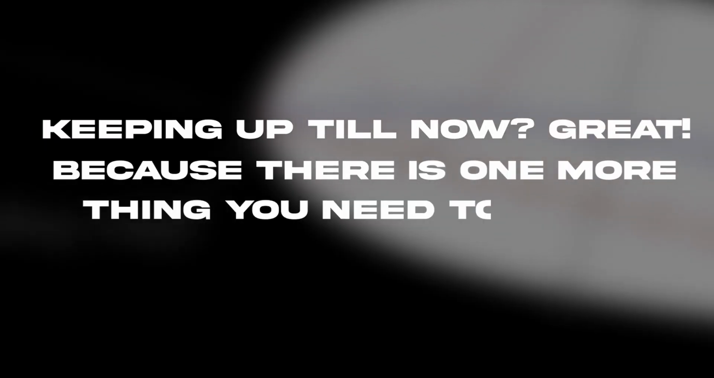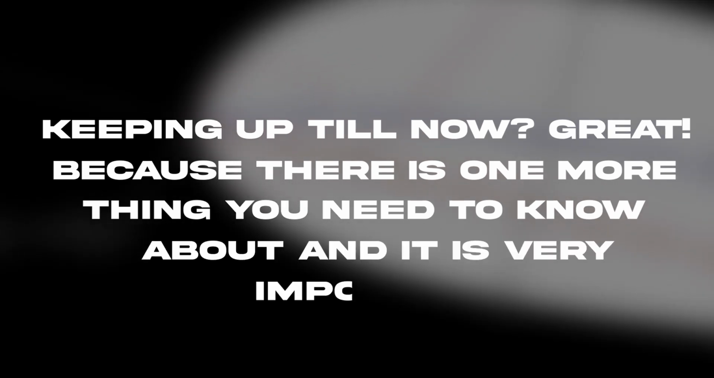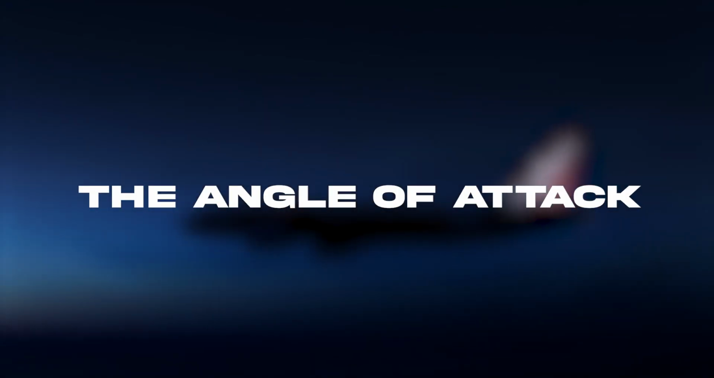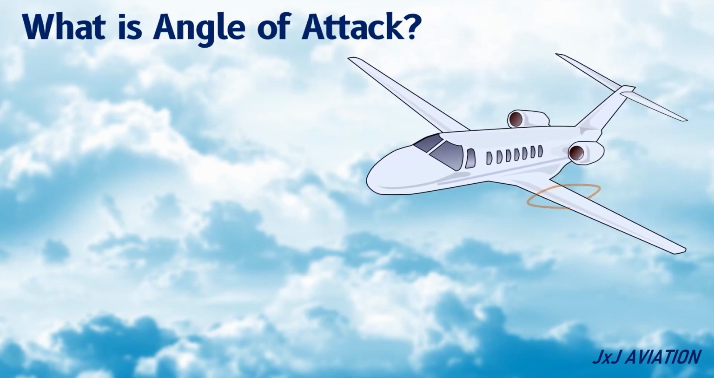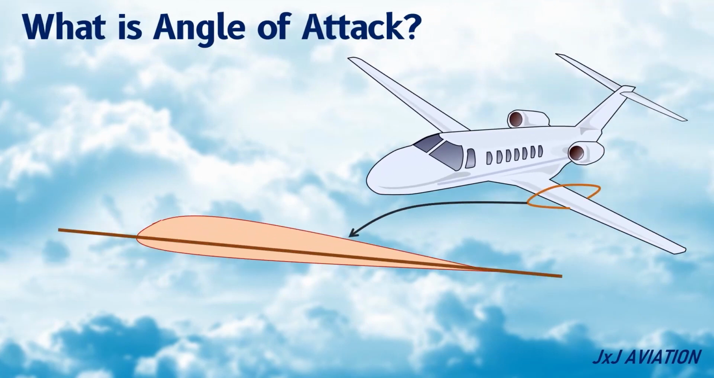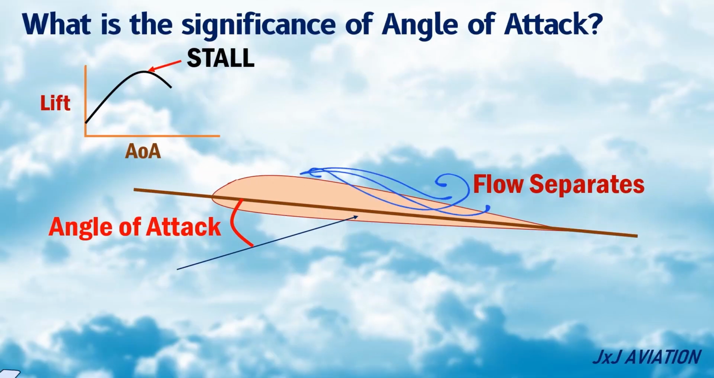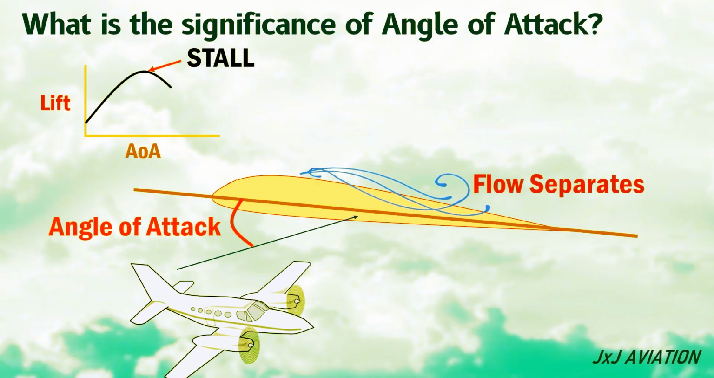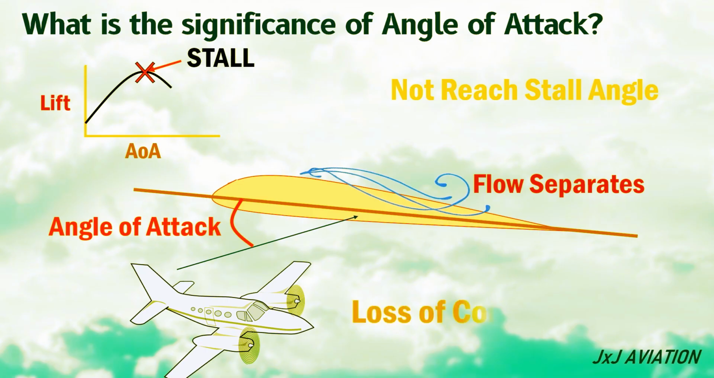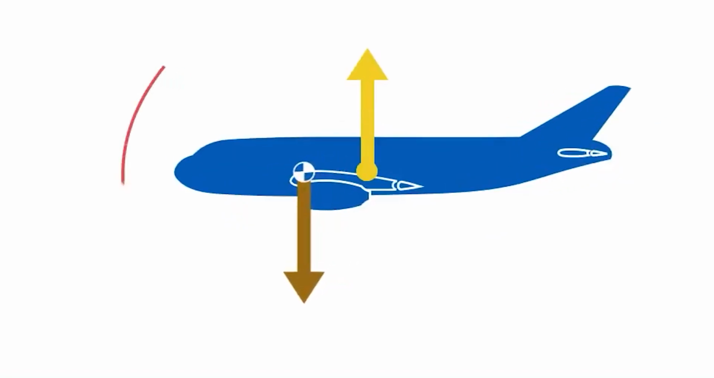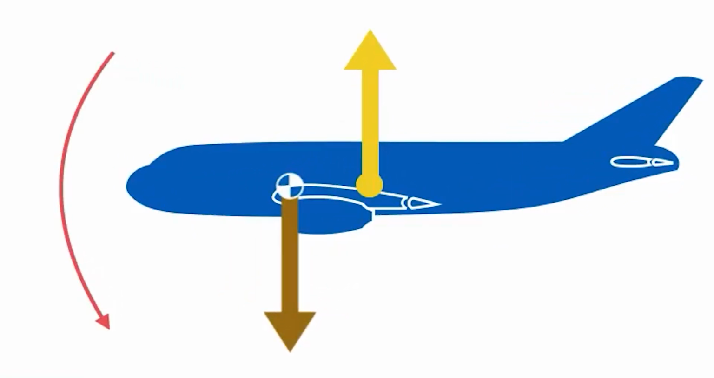Keeping up till now? Great, because there is one more thing you need to know about, and it is very important. The angle of attack. The angle between the chord line and the relative airflow is called the angle of attack. There are 2 main effects of increasing the angle of attack. There is some variation when trying to find out the ideal angle of attack for different planes, but one thing that's for sure is that increasing it too much causes stall.